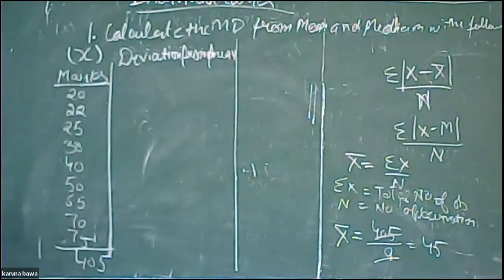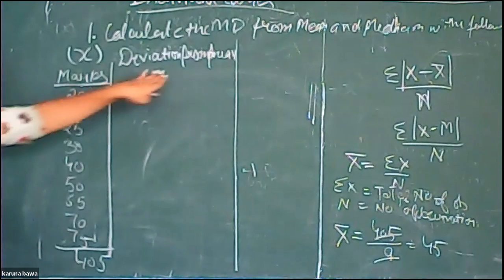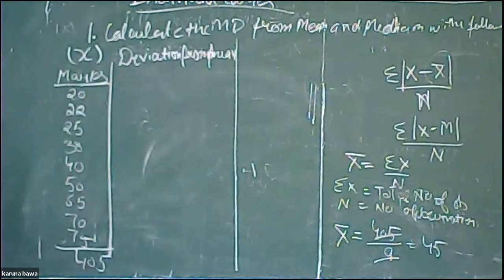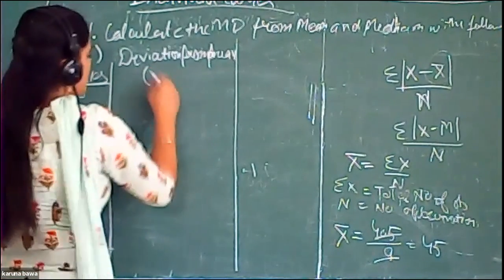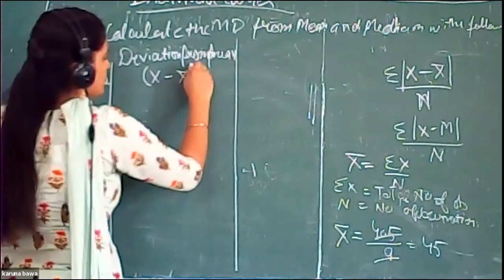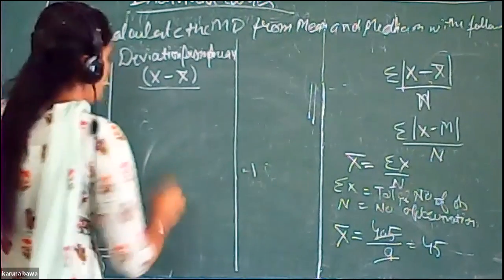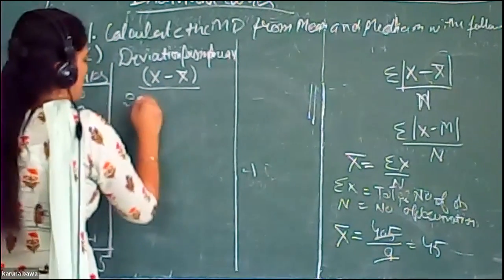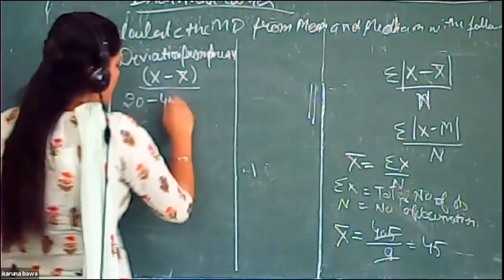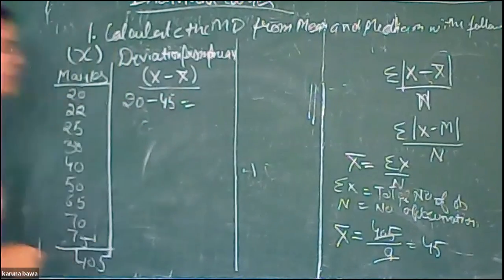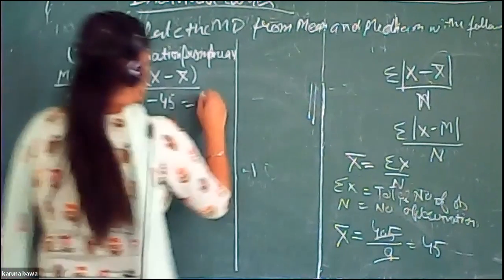So first of all, start with the deviation from mean value. Mean is 45 minus. So now x value 20 minus mean 45 is equal to 20 minus 45, which is 25.